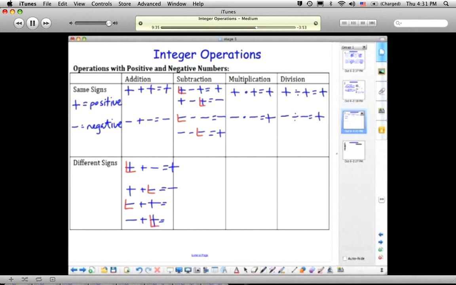And as you go, you can see what the solutions would be, whether they would be a positive number or a negative number.